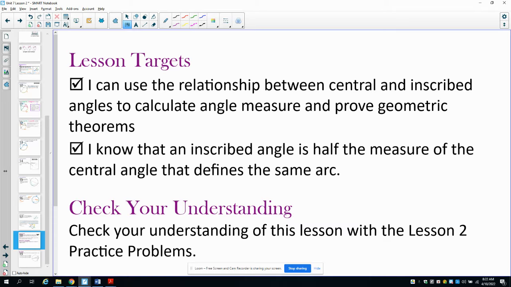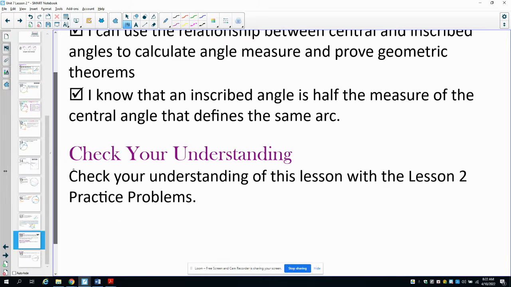So hopefully after watching this lesson, you can use the relationship between central angles and inscribed angles to calculate angle measures. And you know that the inscribed angle is half of the central angle. You can check your understanding of this lesson by doing the practice problems for lesson 2. And if you need help or want to check your work, you can check out the video that I did going through those practice problems.